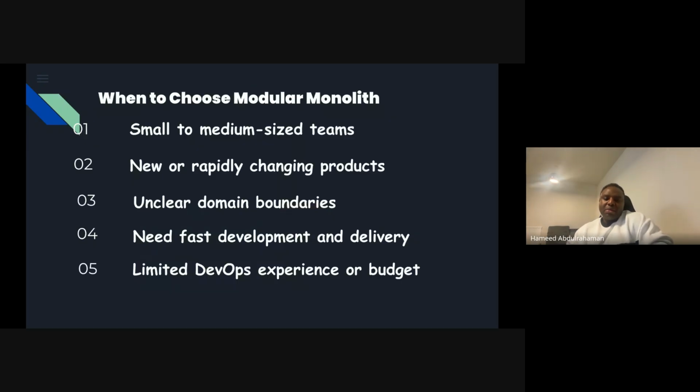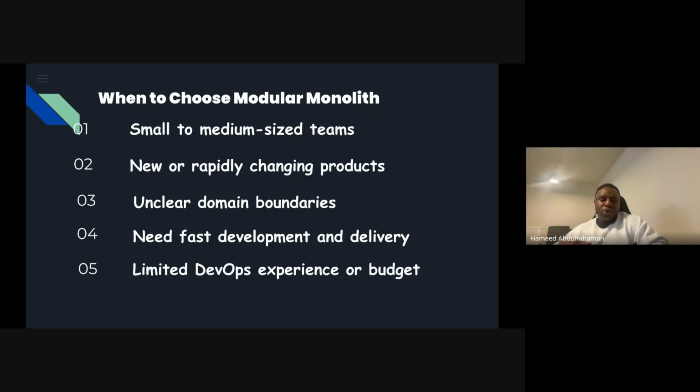So let's talk about when to choose modular monoliths. When would you want to choose a modular monolithic architecture? You would want to choose it when you're a small to medium team size. It's important to understand this because when you're thinking about microservices, you start thinking about large scale. But with a small to medium sized team, you can easily manage a monolithic application, and you can structure it very well for separation of concerns and be able to ship these services.